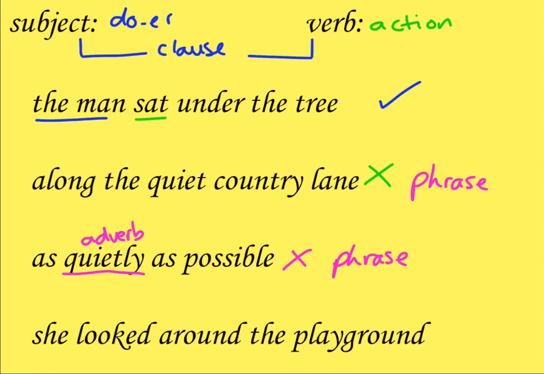Let's have a look at our final one. She looked around the playground. Action. I do have an action this time. I've got looked. Somebody is looking. That's an action. Do I have a subject? Well, who is the doer? She is. We don't know who she is because we're using a pronoun, but that's still a subject. That's still the doer. She. And that always puts me in mind of, I'm sure an adult has told you once or twice before when you say she or he, they say who's she, the cat's mother. Still, we know who is doing. So this is a clause.